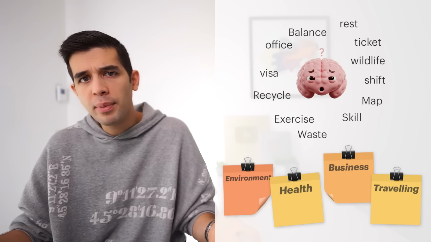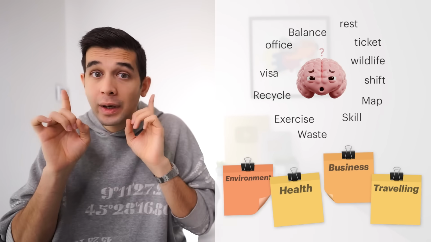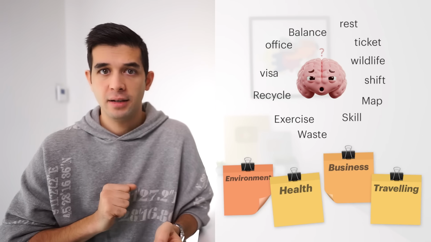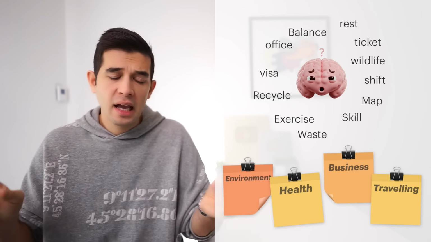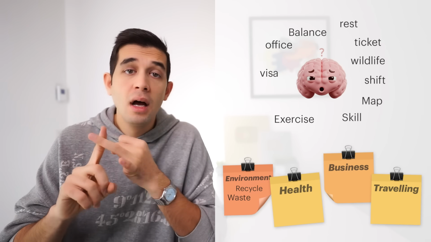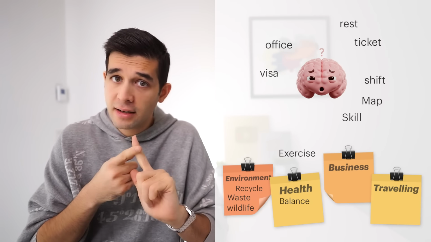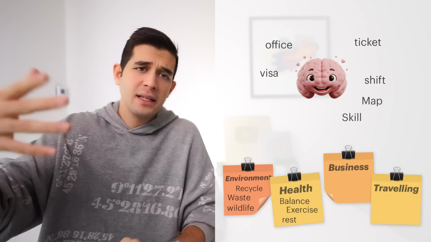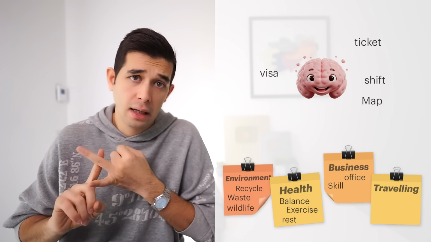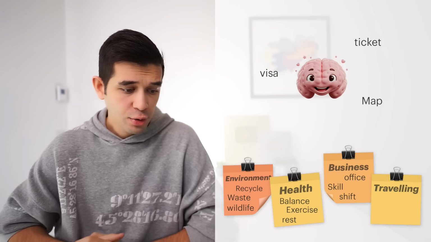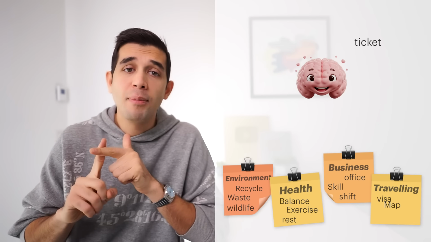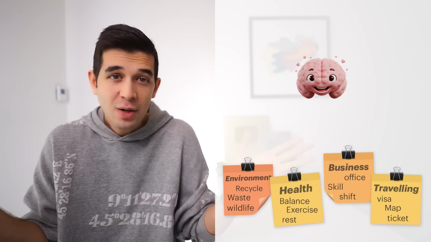Then for each topic, you learn some words related to that topic. For example, for the environment, you can say recycle, waste, wildlife. For health and fitness, you can write balance, exercise, and rest. For business English, you can say office, skill, and shift. And for traveling, you can say visa, map, and ticket. Did you see what happened?